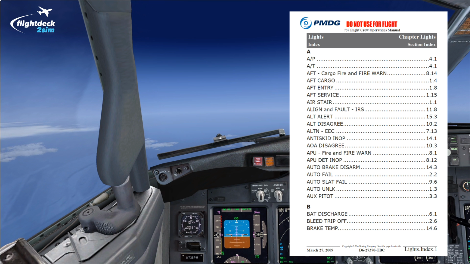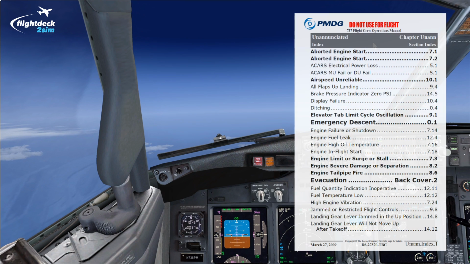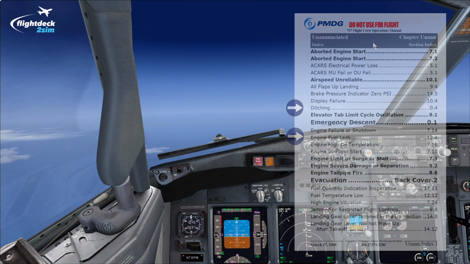The first one is lights. They're covering any lights, master caution lights, or any other lights on this aircraft associated with any checklist. So you can see there, they're all in capital letters. The capital lettered words mean there's an associated light with the issue. Subsequently, you can see with the next chapter, unannunciated, there are things that have no lights associated with the issue. So things like ditching or fuel leaks, there is no associated light to tell us that we are ditching or having a fuel leak. So that's why that's a separate chapter.